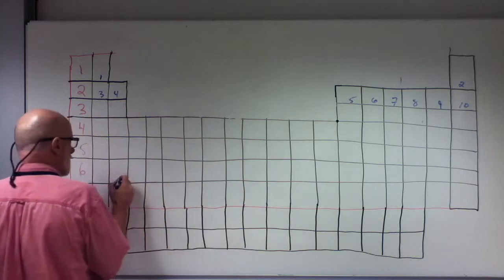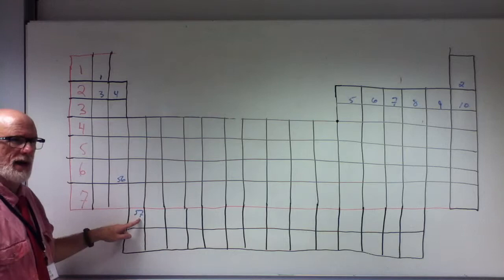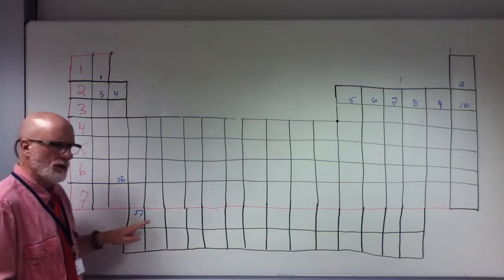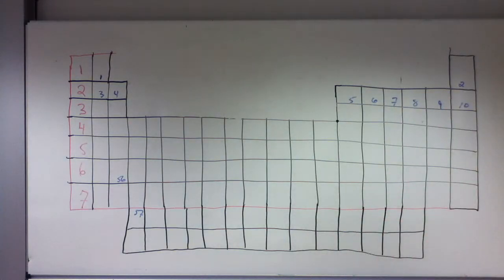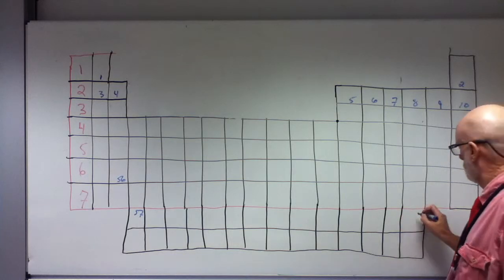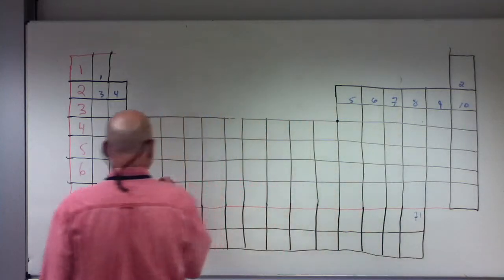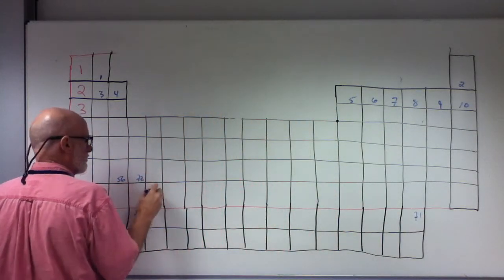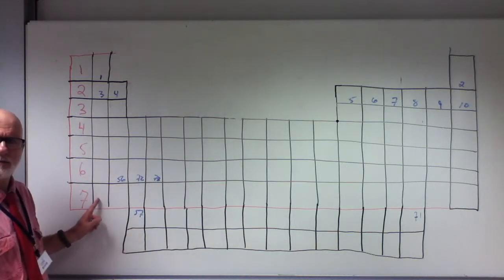56. This is 56. This is 57. Okay? That's 57. And what's lutetium? Over here, what's lutetium? 71. This is 71. And then this is 72, 73. And what number is this here? What number is that?